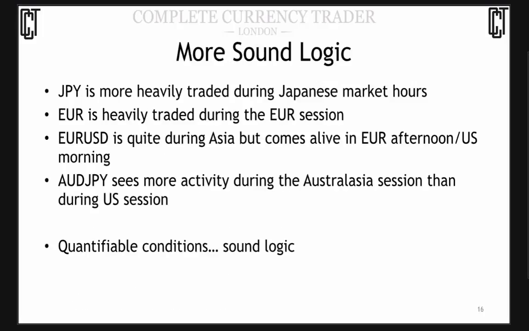Again, quantifiable information that's repeatable, and something we know to be true because we can back it up with facts. The JPY is more heavily traded during the Japanese market hours. The euro is more heavily traded during the European session. The EUR/USD is quiet during the Asian session, becomes alive in the European afternoon, U.S. morning, when the USD comes online. The AUD/JPY is going to see more activity during the Australasian session than it might during the U.S. session. Again, quantifiable conditions backed by sound logic.